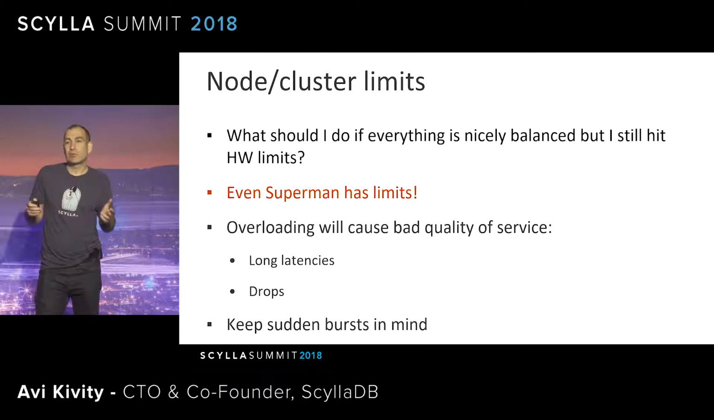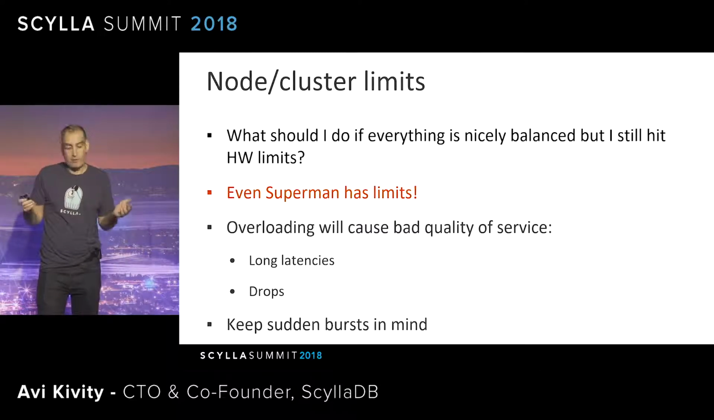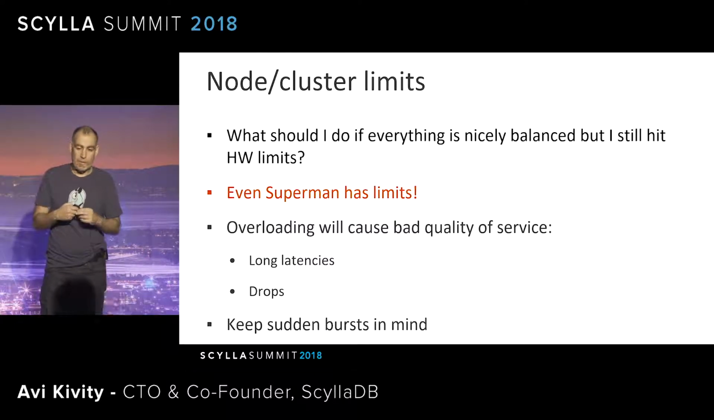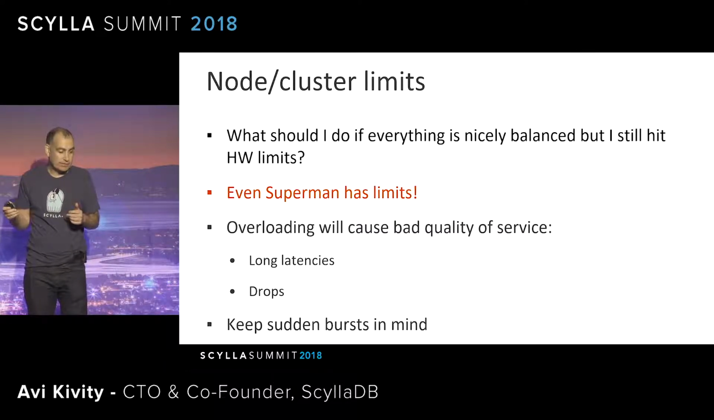Sometimes you might run into a problem where you're just reaching the natural limits of the hardware. If everything is perfectly balanced among the shards and you don't detect any imbalance, it could be that you're simply overloading the cluster, and the fix for that is to add more nodes. It's also a good idea to keep some spares. Don't run the cluster at close to 100% utilization, because if you have a burst, you will have overload, and that will show itself as huge latencies.